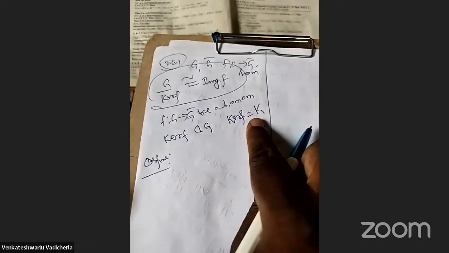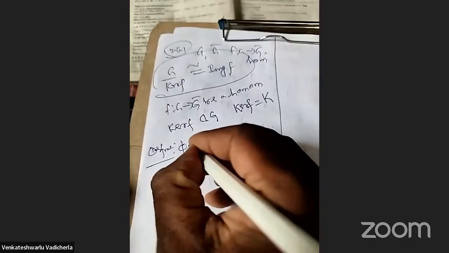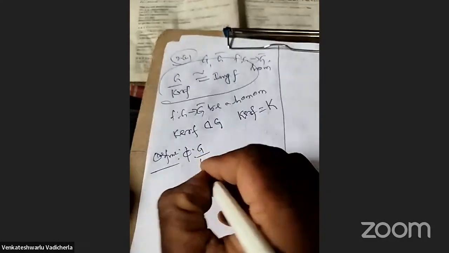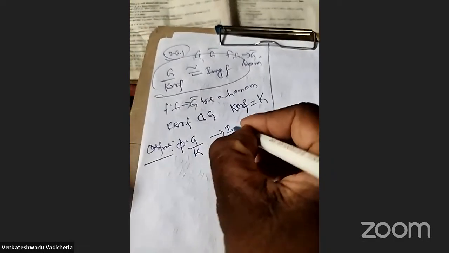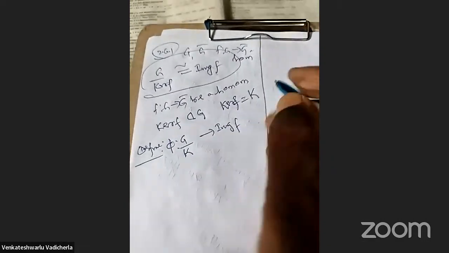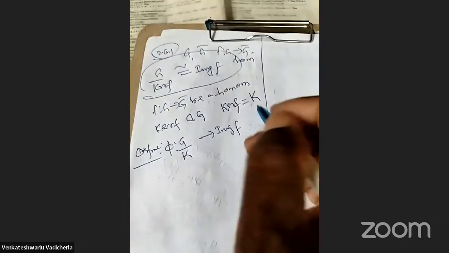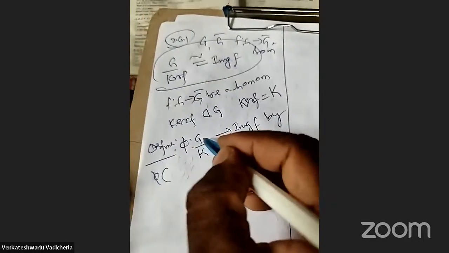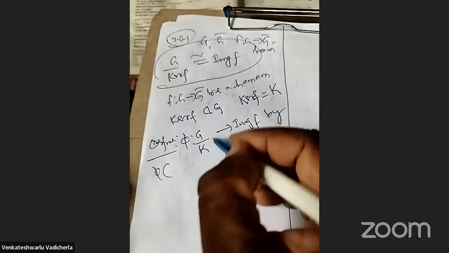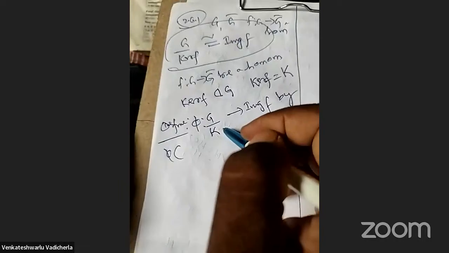So K and kernel f are the same. Pi is a mapping from G by K to the image of f. We define pi on the image of f. So f is mapping G onto f of G, the image of f. What are the elements in the domain and codomain? G by K, where K is kernel f. Kernel f is a normal subgroup.